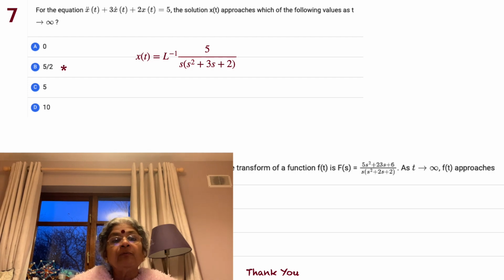So what we need is the value of x(t) as t tends to infinity. So what do you do? Multiply by s. Final value theorem, multiply by s, so cut off those s and then substitute s equal to 0. So we have 5 by 2. On the numerator only 5, on the denominator all the s's vanish, we are left with 2 only, so 5 by 2.